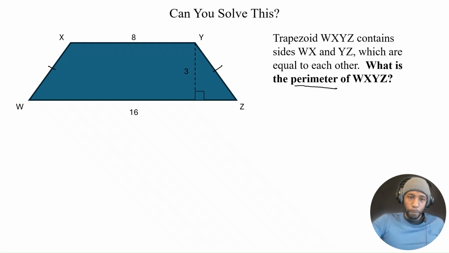looking for. All right, so we know that XY is 8, WZ is 16. But what else do we need to know? We need to know these other sides, what these are. Now, we've been told that this is 3 here, this from the top to the bottom.